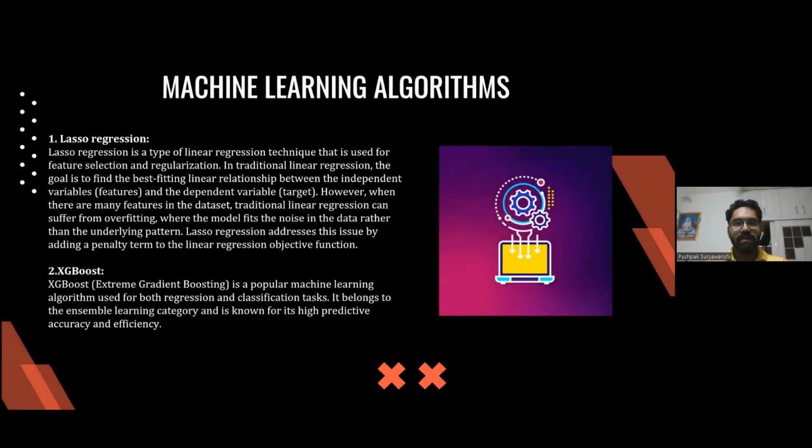So these are the two machine learning algorithms I have used in this task. First is lasso regression. Lasso regression is an advanced type of linear regression in which the goal is to prevent overfitting. In traditional linear regression, the goal is to find the best fitting linear relationship between the independent variables and the dependent variable, which is the target variable. In this task, the target variable is the end location, that is, lon end and lat end.